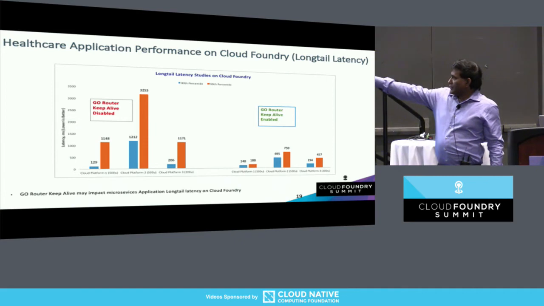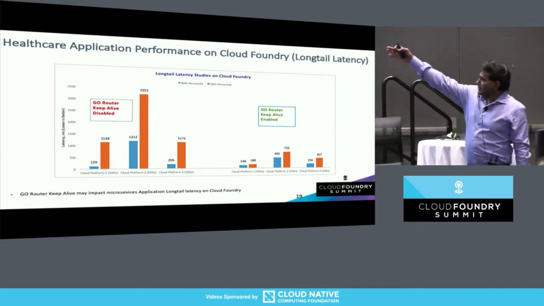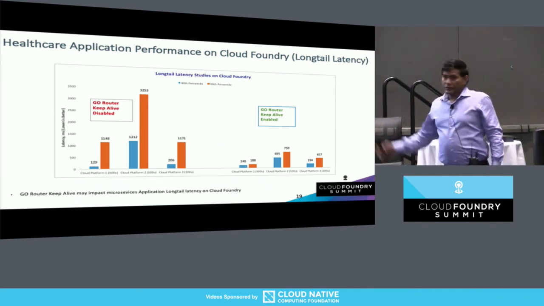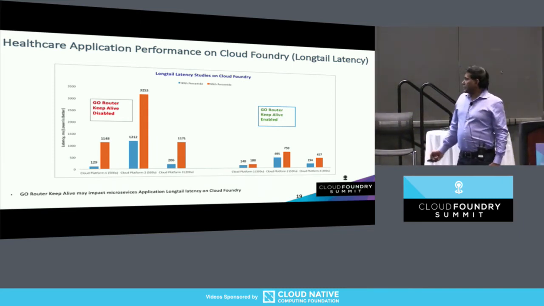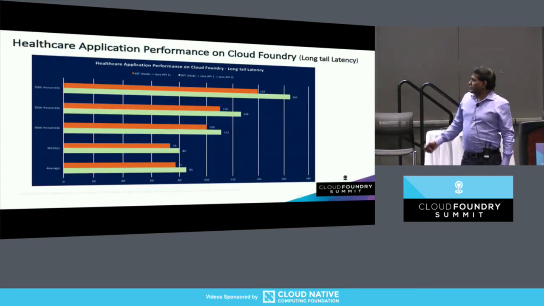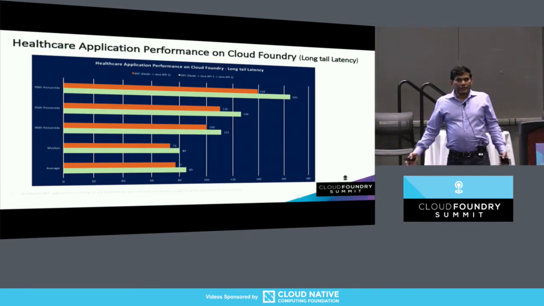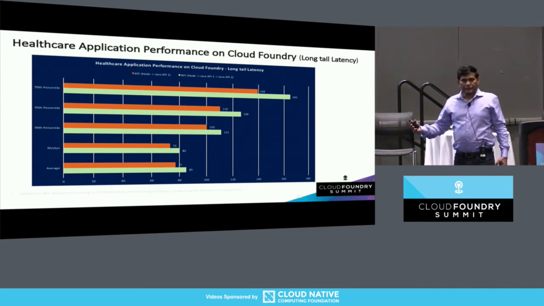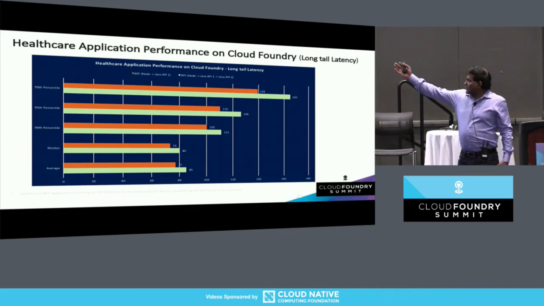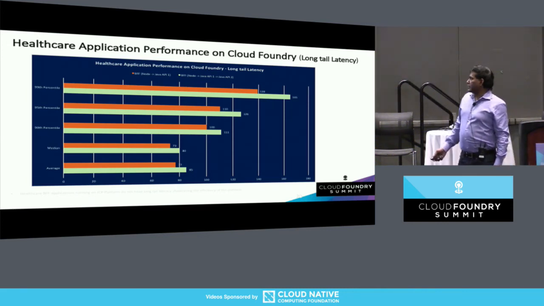And you can clearly see the difference on the left hand side. That is without GoRouter Keep Alive. On the right hand side, you can see the difference in the latency with it, just by enabling the GoRouter Keep Alive. This is with the BFF application after enabling the Keep Alive for GoRouter. You can clearly see the difference between the 90th and 99th percentile is much lower there.